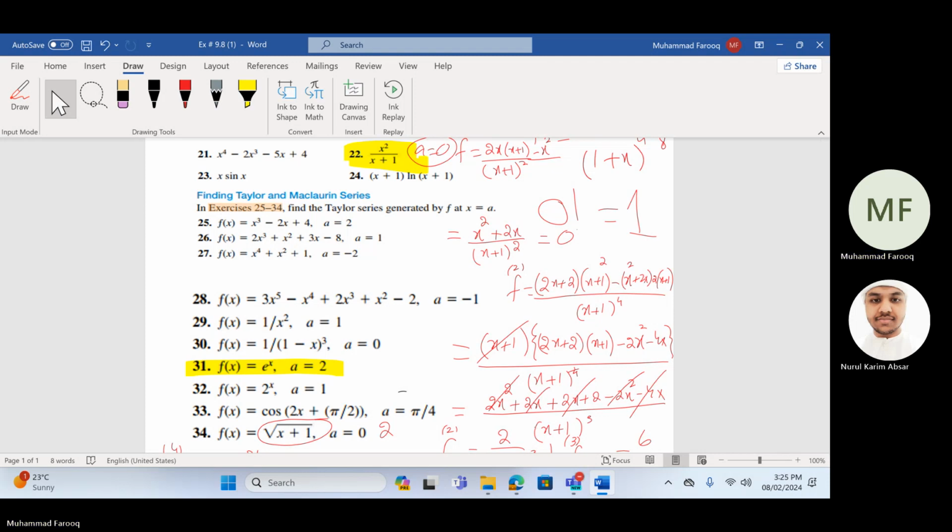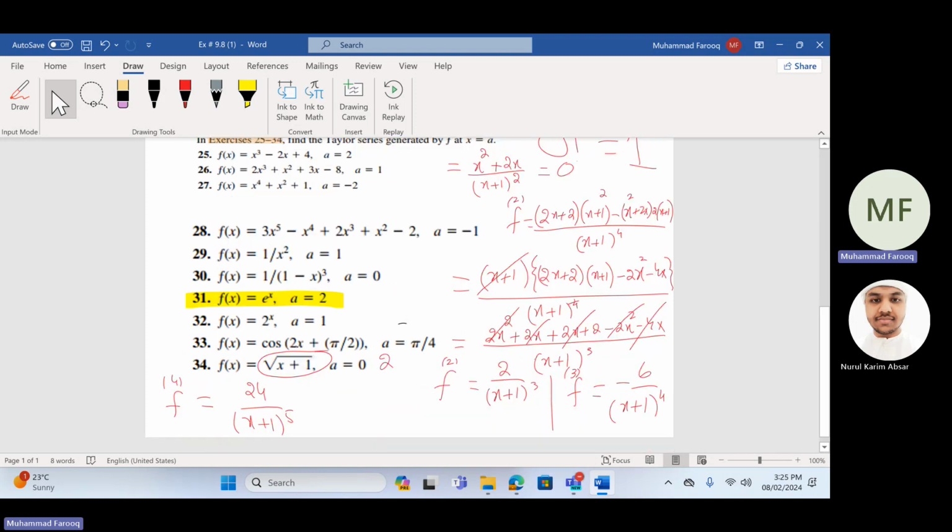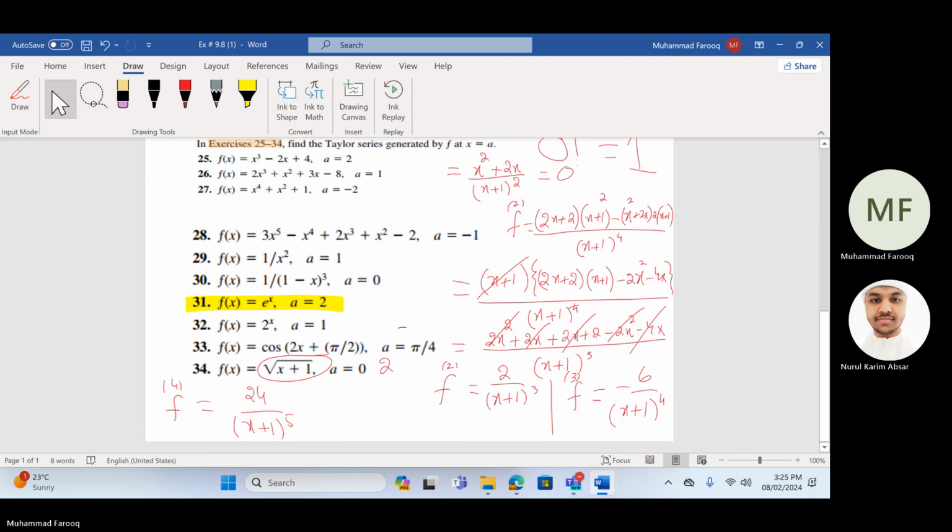Okay. What about my second derivative at 0? 2. Yes or no? Second derivative at 0. Look at this one. Put here 0, please. So the answer is 2. Okay. What about my third derivative at 0? At 0, how much? -6. You are right. -6. And the fourth derivative at 0?